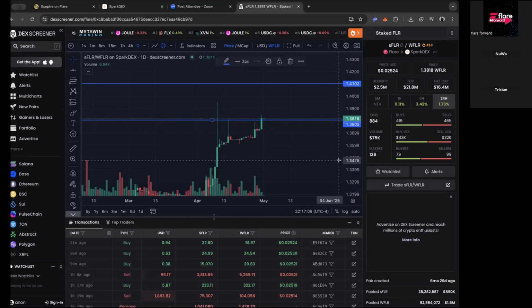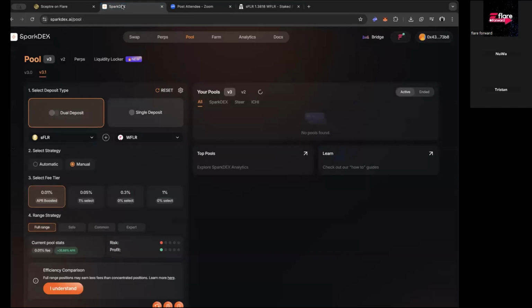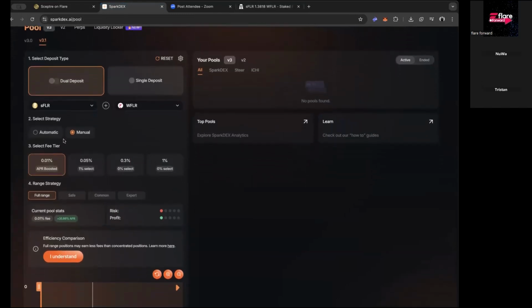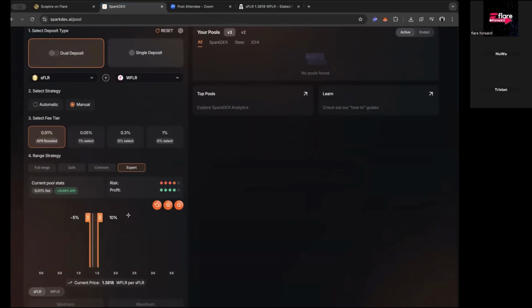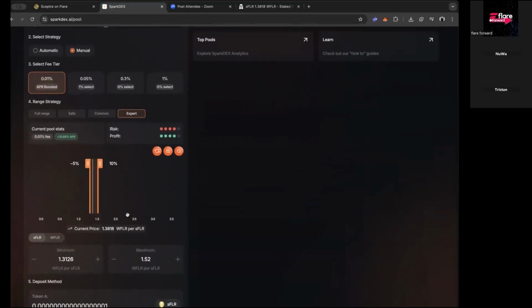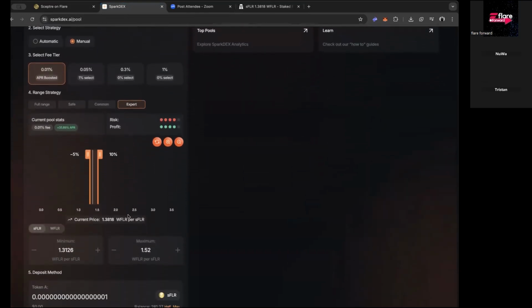So now go back to Spartdex on the top. And then you have manual, APR boosted. Make sure that you have the APR boosted, then go expert. There you go. And then on the minimum, you're going to press 138. It's going to move the tick to whatever the predetermined price is. Doesn't matter. You see? Okay. That's fine.